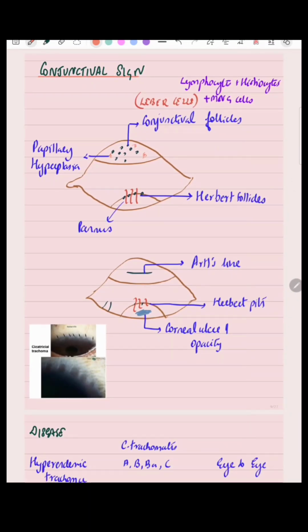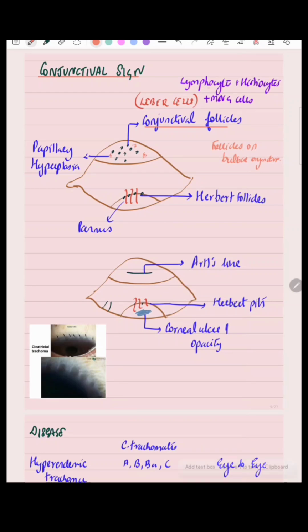In the conjunctiva there will be follicles. Conjunctival follicles are most commonly seen in the upper tarsal conjunctiva and fornix. Follicles on the bulbar conjunctiva, if at all seen, are pathognomonic of trachoma.